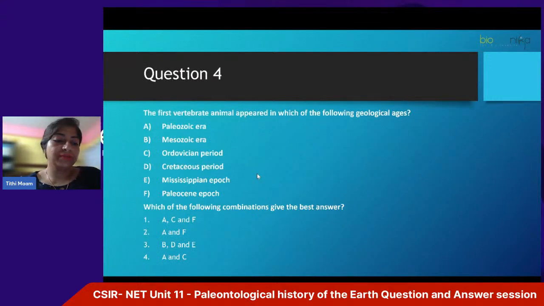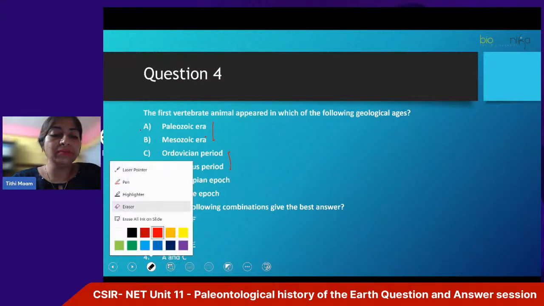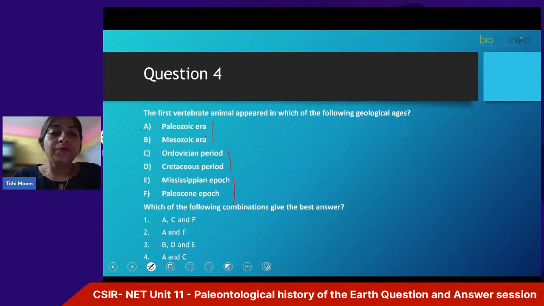All right, next question. The first vertebrate animal appeared in which of the following geological ages? So remember in the class I told you that when you are remembering a period or an epoch, you should at the same time also remember its correlation with other time scales. As you can see here from A to F, there are eras also, periods also, epochs also. Two eras, two periods, two epochs. So you have to identify the first vertebrate animal, it appeared in which of the following geological ages?